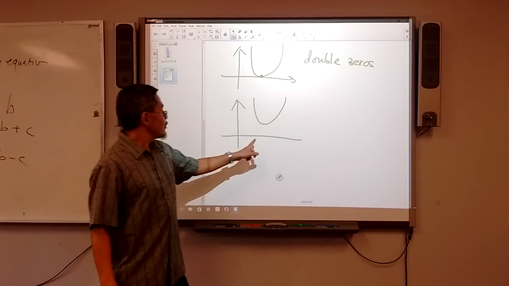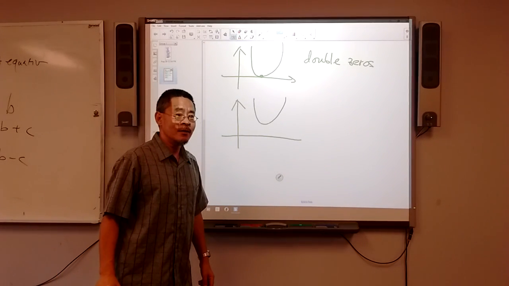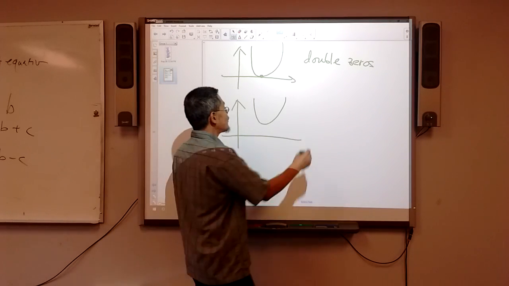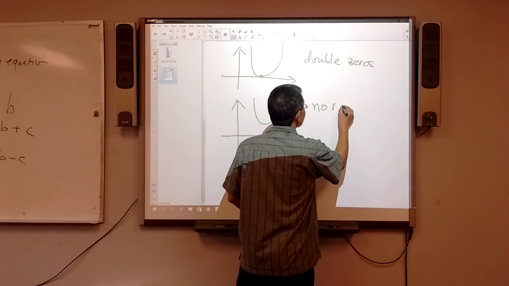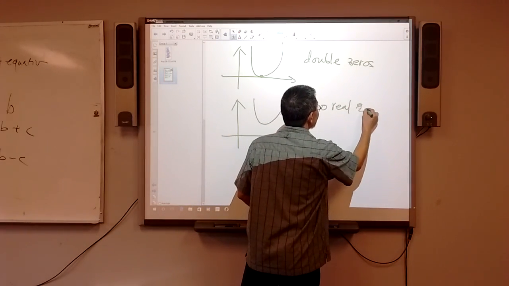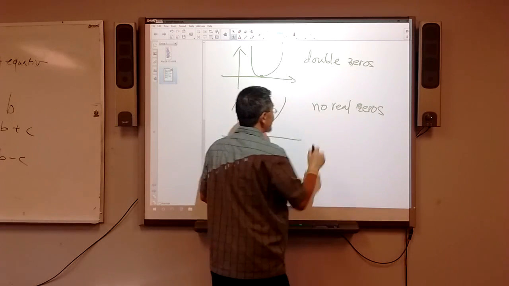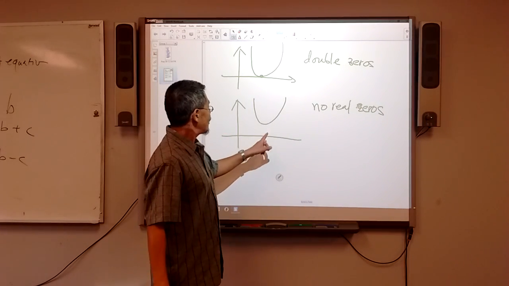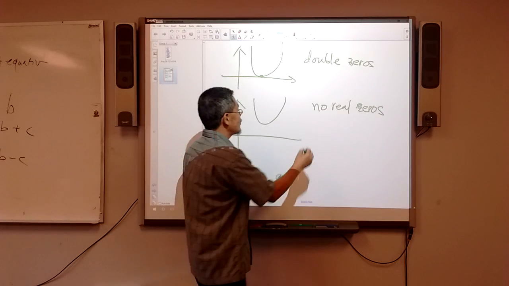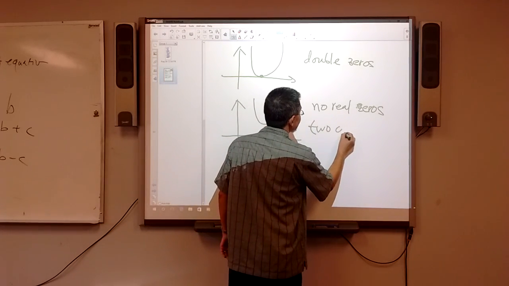No real zeros. Same thing, right? No real zeros. But what happens to the complex ones? There are two complex zeros. We have two complexes.